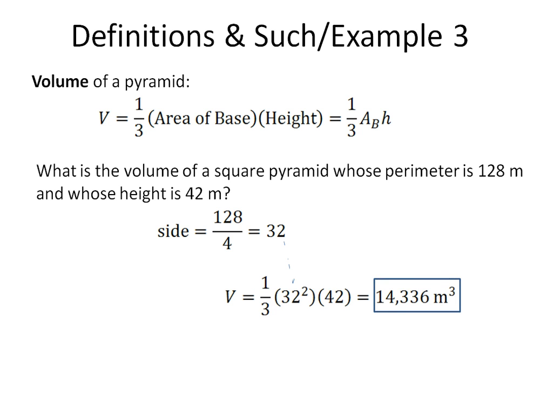Okay, the volume is very simple to find because all we do is get the area of the square, which is going to be 32 squared, as noted in what we've got written here. So the volume is equal to 1/3 of 32 squared times 42, which is the height of the pyramid, gives us a total of 14,336 cubic meters of space that's inside this particular pyramid.